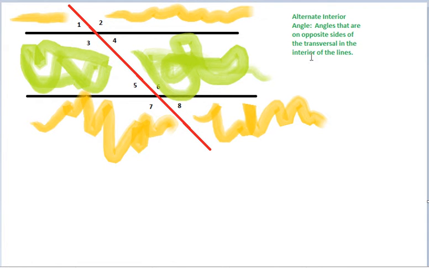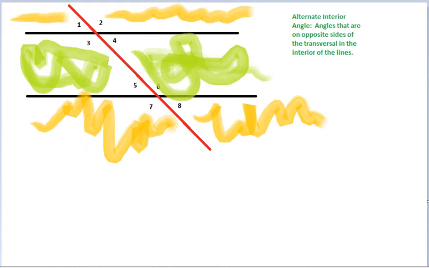The first is alternate interior angles, and you will definitely want to remember these things. Alternate interior angles are angles that are on opposite sides of the transversal. So once again, here's the transversal. So one's going to be on this side, one's going to be on this side, and they're going to lie on the interior of the line. So they're going to be in this green section.